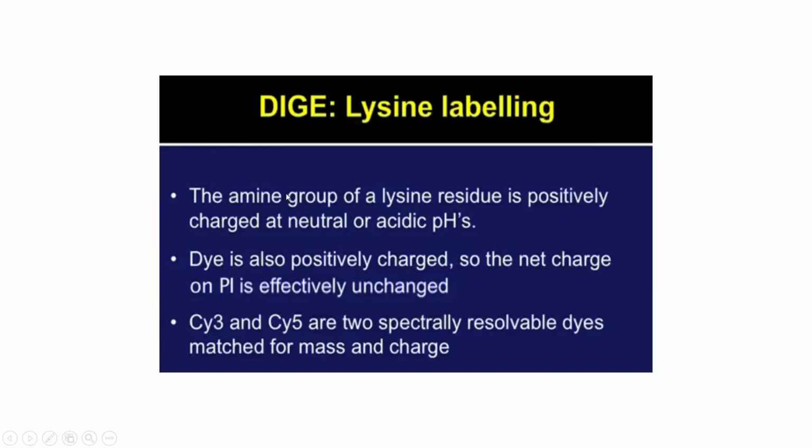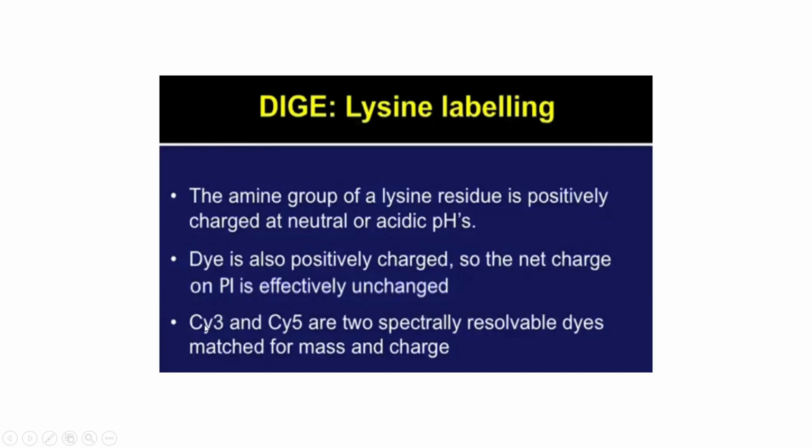In terms of lysine, the amino group of the lysine residue is positively charged at neutral or acidic pH. When it goes to basic pH, it becomes negatively charged. The dye is also positively charged, so the net charge at pI is effectively uncharged. This is the isoelectric point, pI, indicating that at that specific point it is effectively uncharged, because the dye is positively charged and the amino group is also positively charged.